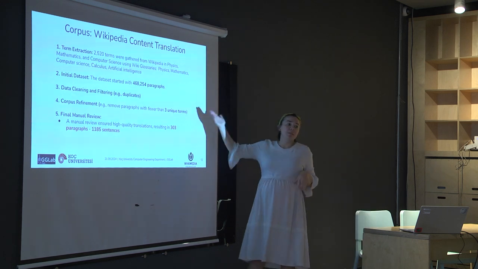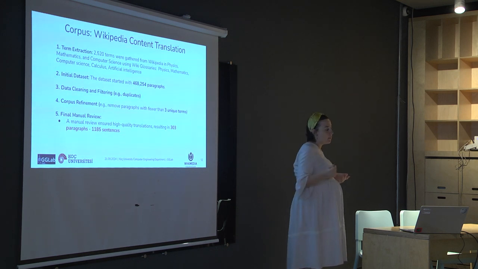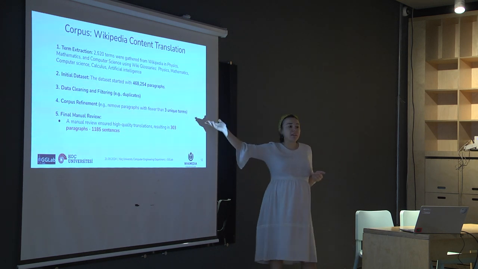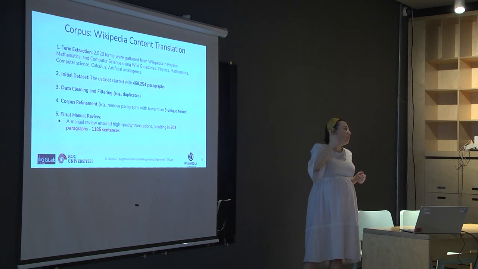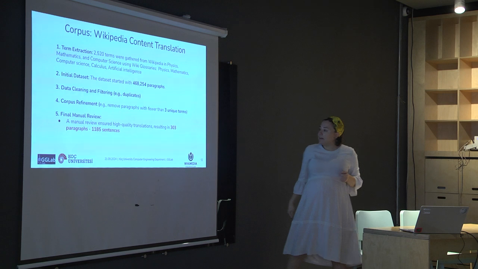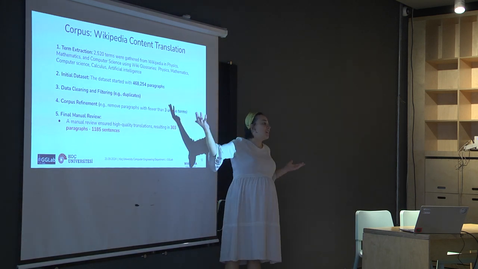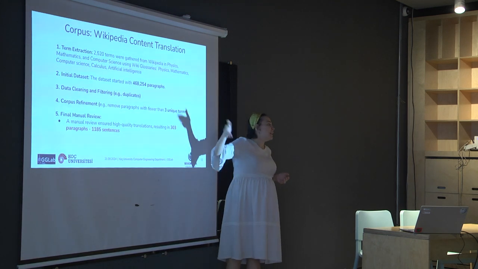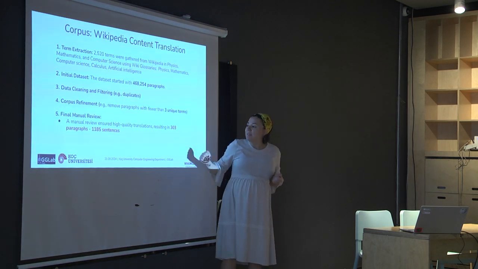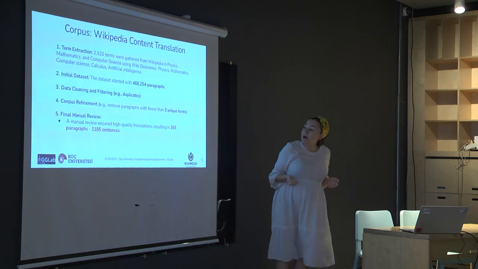And then since we wanted to end up with a parallel corpora with a lot of terms in it, we just removed the paragraphs that don't have enough terms. And finally, we manually reviewed the quality of the translation. So in the end, our starting point was large, 500,000, right? But after all this cleaning and pre-processing, we ended up with only 1,200 sentences.